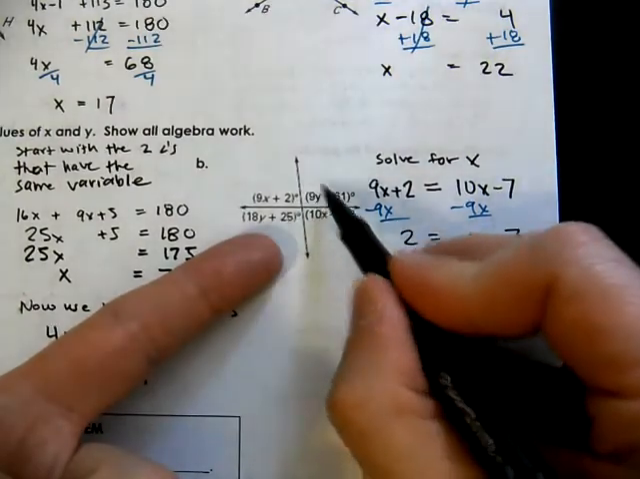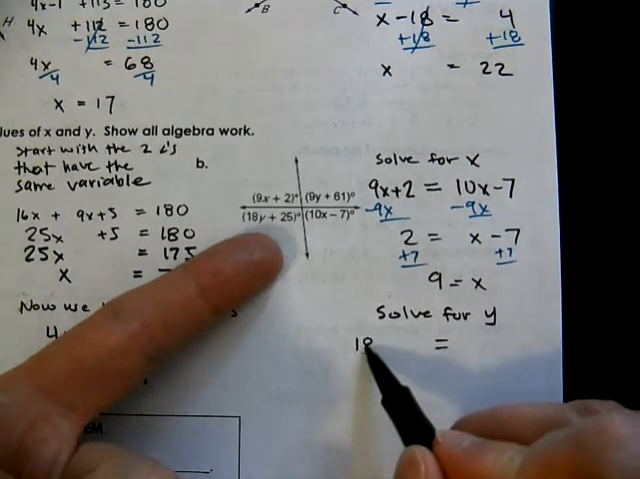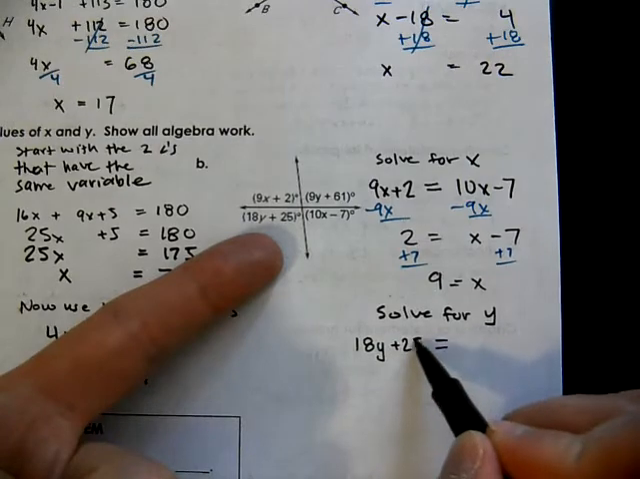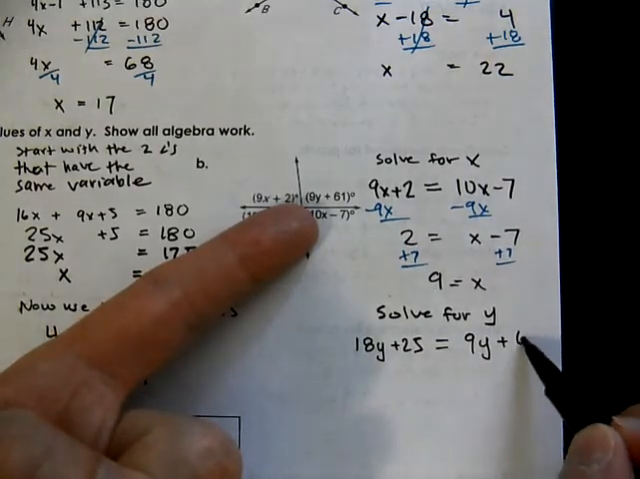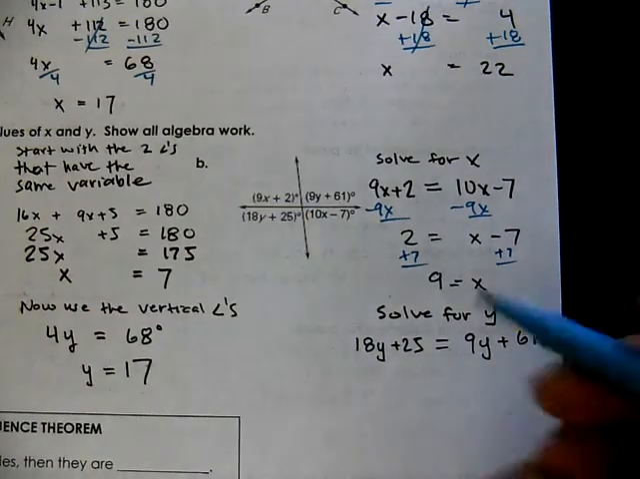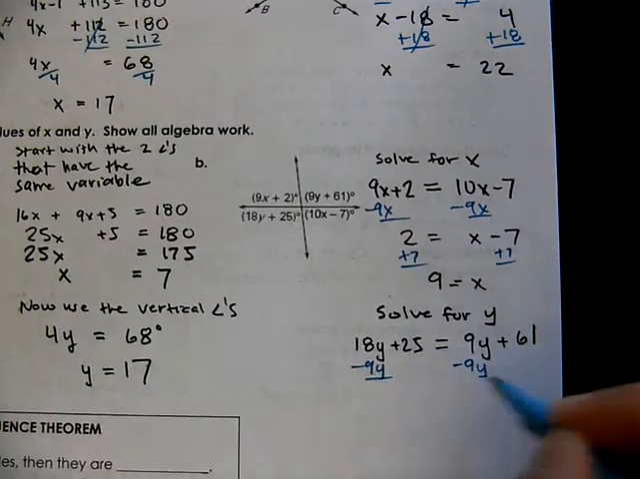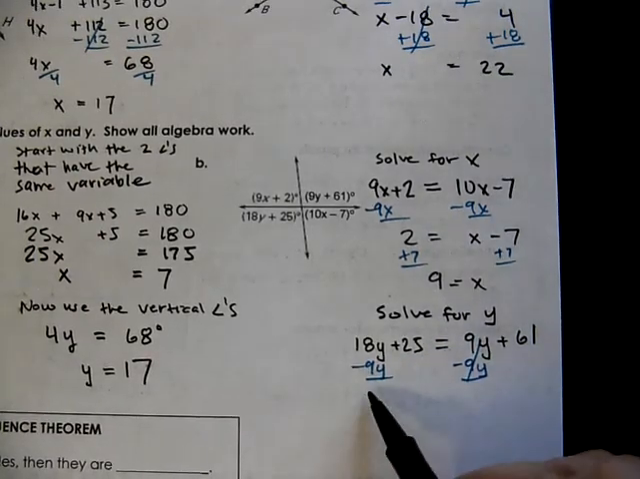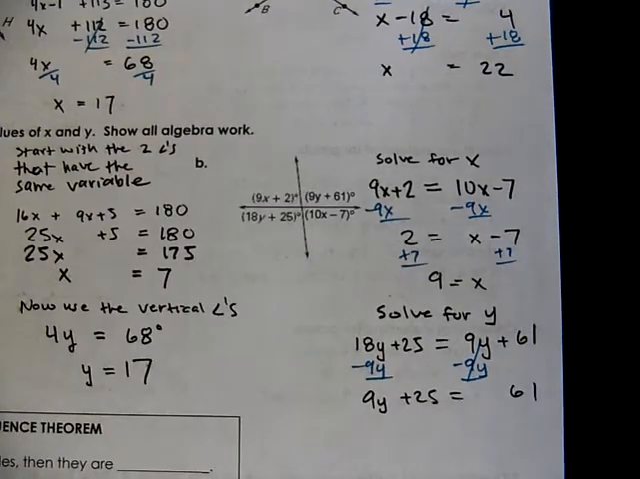Again, they're vertical angles. Vertical angles are equal in size. So we have this angle of 18y plus 25 equal in size with the 9y plus 61. Alright, let's move all the terms with y to the same side. I'm subtracting 9y from both sides. So we have 9y plus 25 equals 61.